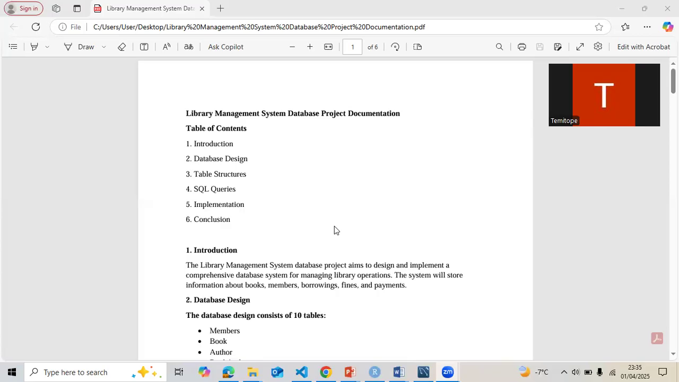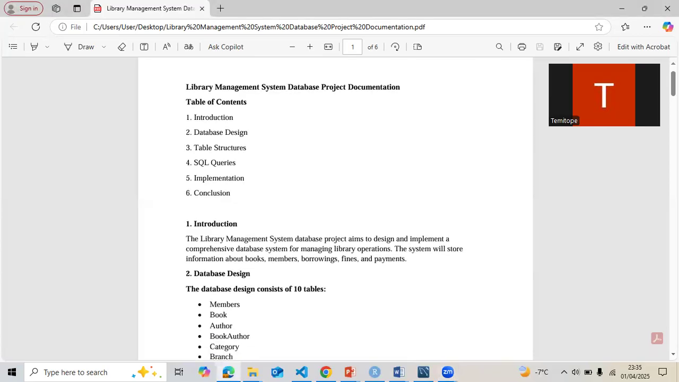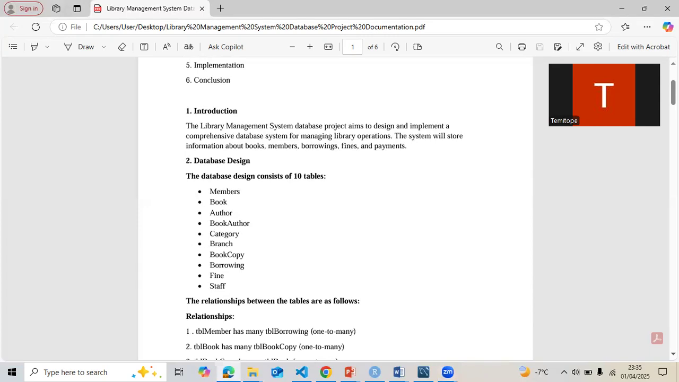Going forward, I would like to state my table of contents. The first is my introduction, my database design, the table structure, SQL queries, implementation, then my conclusion. I'll start by giving brief information about the project. The project is mainly about books and library. Like you all know, books are borrowed in a library. So I created a database to manage all the activities involving book borrowing in a library.